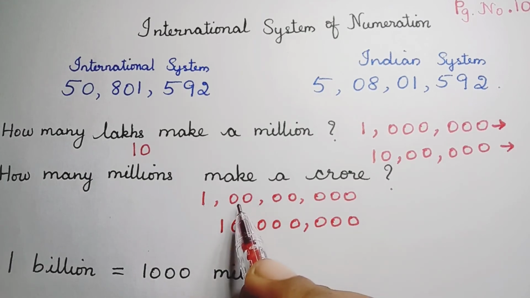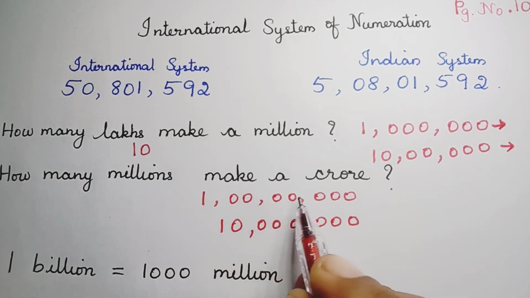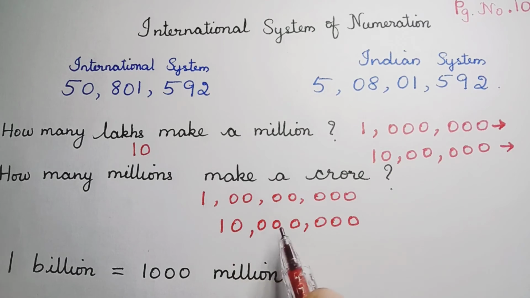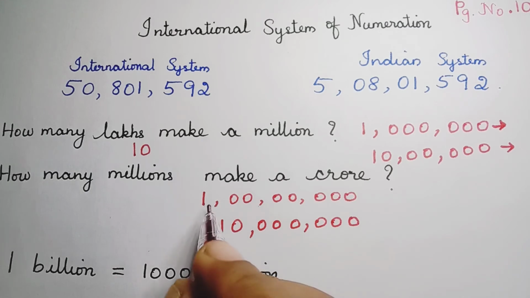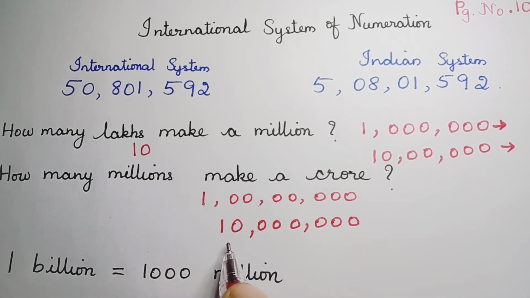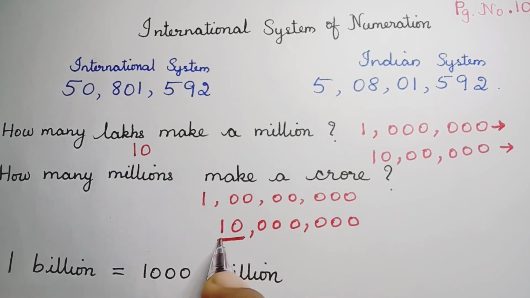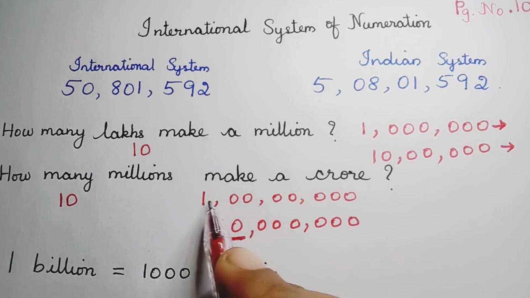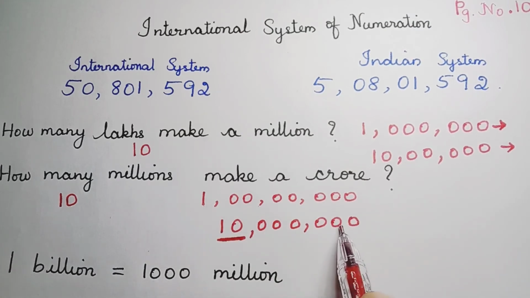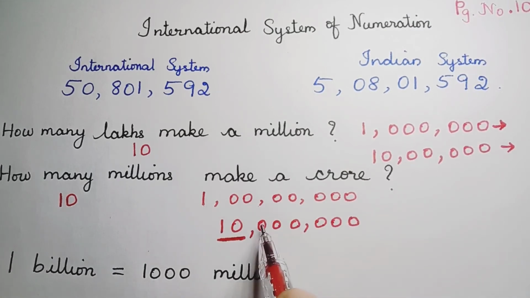Now count how many numbers there are. 1, 2, 3, 4, 5, 6, 7. 1, 2, 3, 4, 5, 6, 7. So the same number is written in the international number system also. So here this is 1 crore. How many millions is this? Obviously you can tell, right? This is 10 millions. So the answer is 10. So 10 millions make 1 crore. Ones, tens, hundred, thousand, 10,000, 100,000, 1 million, 10 million.